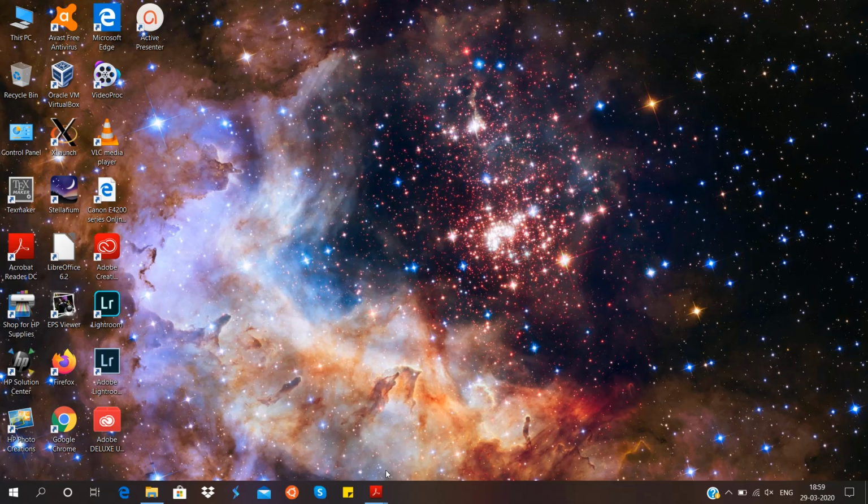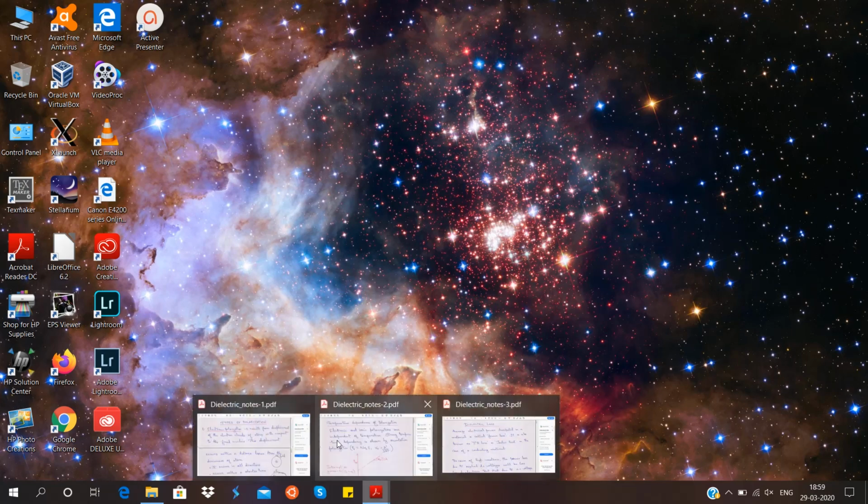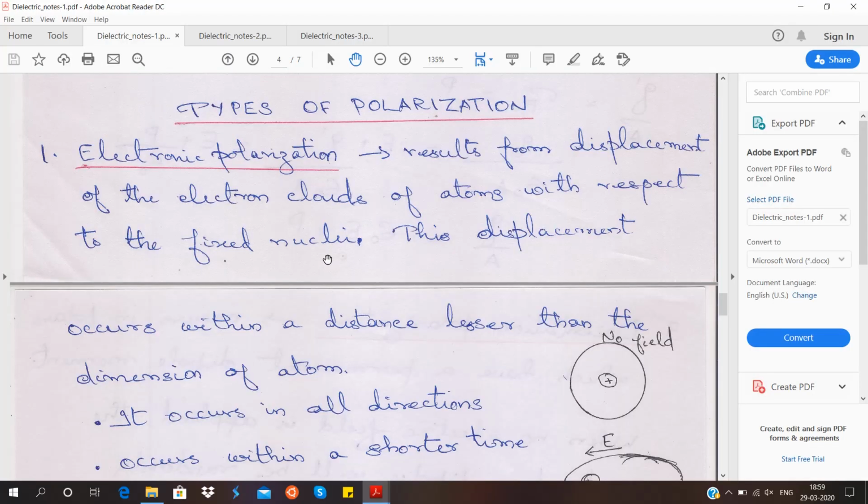Now today we are going to discuss the different types of polarization. So there are basically four different types of dielectric polarization. We are going to start with the first one, that is electronic polarization.